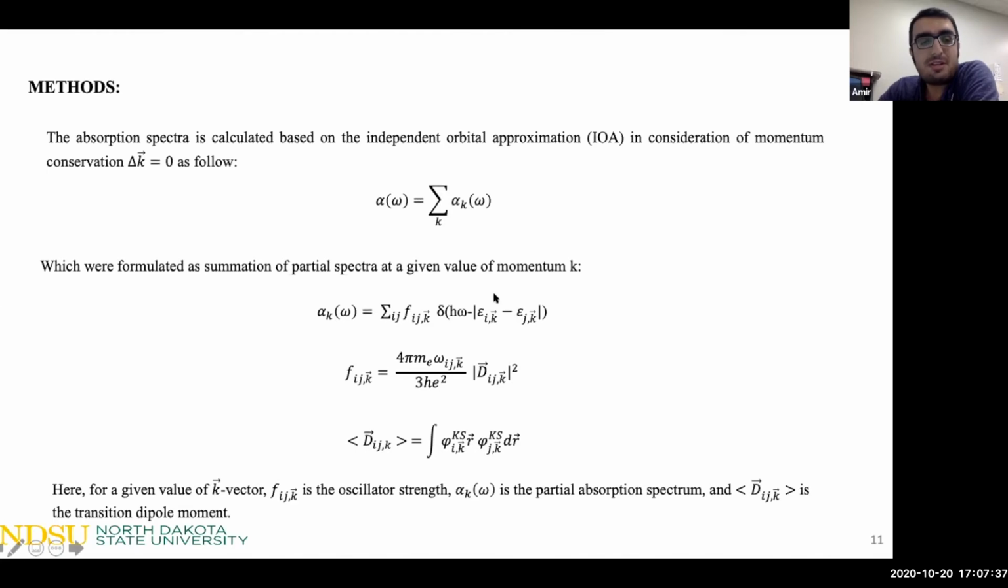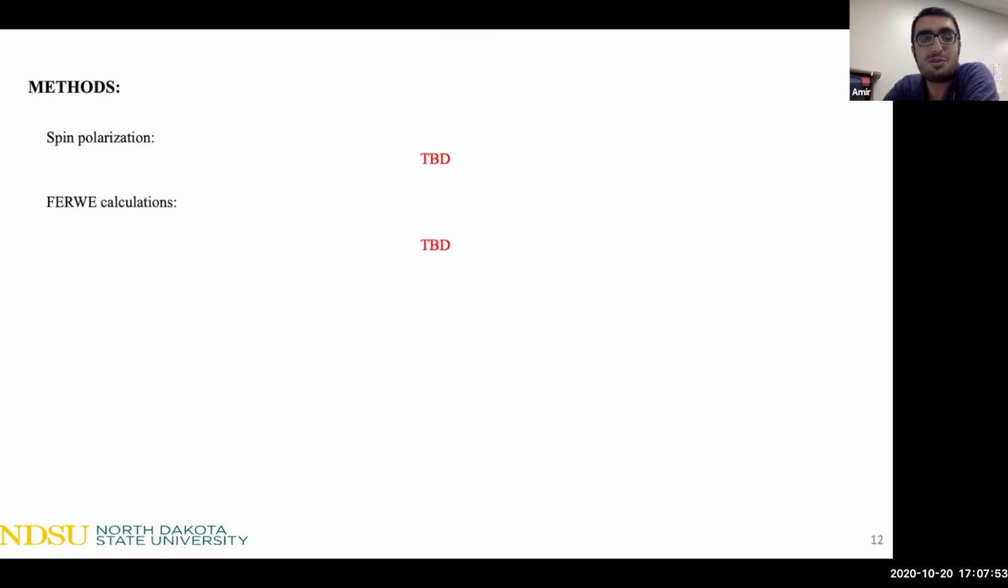Also, the absorption spectrum is calculated based on the independent orbital approximation, which is reported here, the formula and the process to measure the absorption spectrum. Again, I need to work more on the method section. For instance, for the spin polarization, Fatima shared one of the add-on papers. I took a look. I will use that draft to read more about the spin polarization and how to add it to the method section.